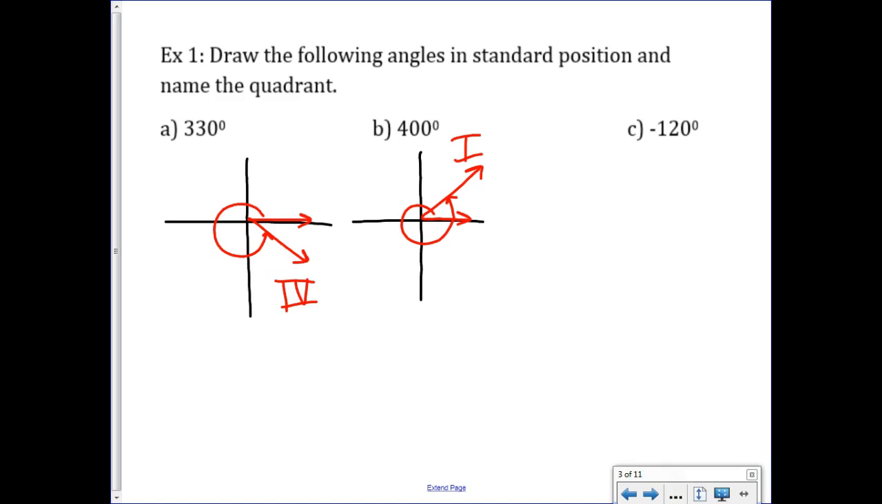When you see a negative angle, that means instead of us going counterclockwise, we're going to go clockwise that number of degrees. So 120 degrees in the negative direction means we're going to go here. And then 90 would take us one quadrant, or one axis away, and then 30 degrees more. So we're going in this direction, negative 120, and we end up in quadrant 3.